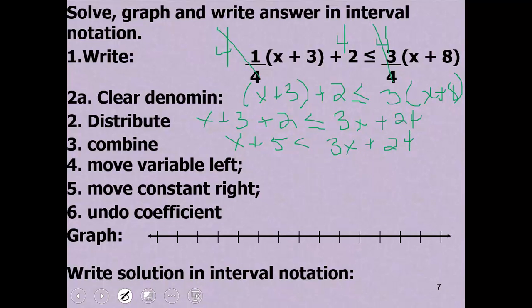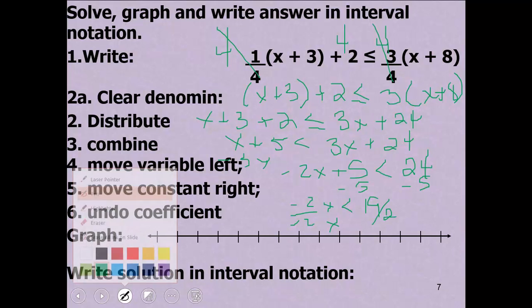I'm going to move my variable left by subtracting 3x from both sides, and I get negative 2x plus 5 is less than or equal to 24. I'm going to subtract 5 from both sides. Again, I'm going to get a fraction. It looks like I get negative 2x is less than or equal to 19. And so that means x, I'm going to divide by a negative 2, which requires me to flip.